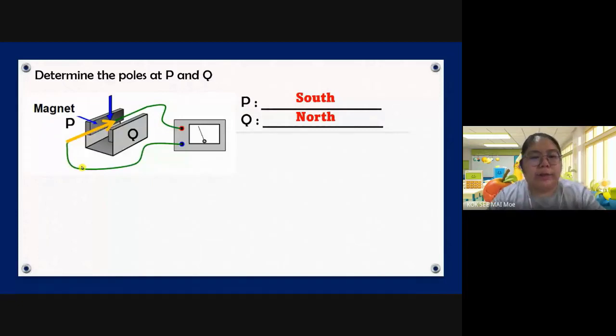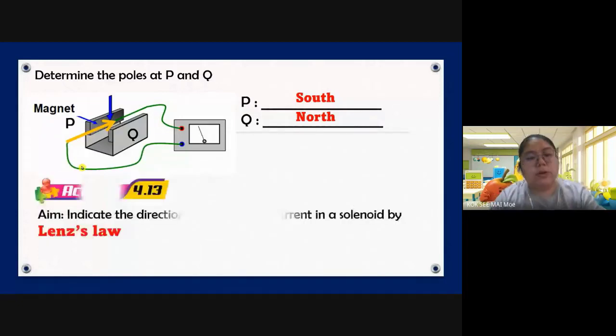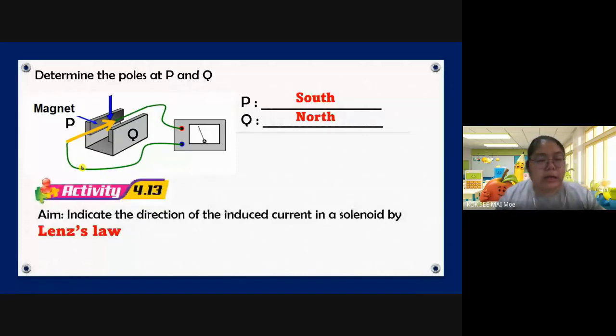Okay, let's see Activity 4.13 from your textbook. They want us to indicate the direction of the induced current in the solenoid by using Lenz's law. Now we're going to see Lenz's law.